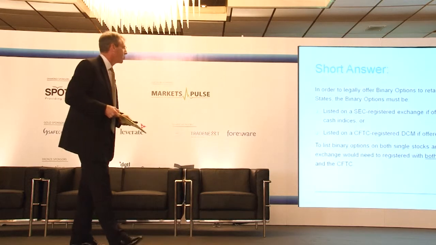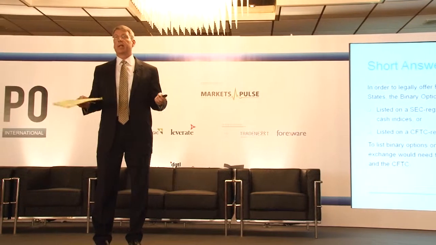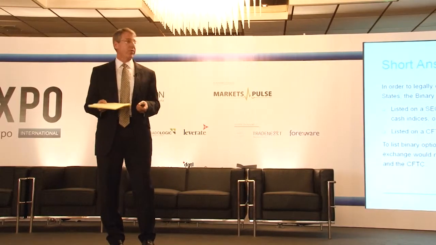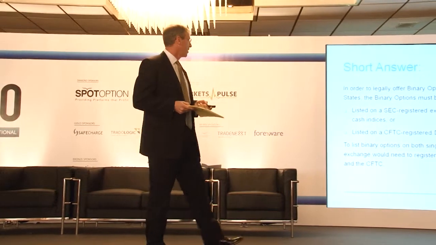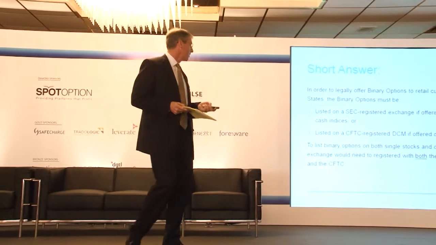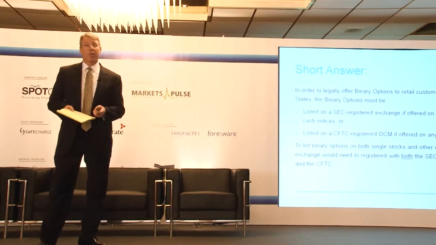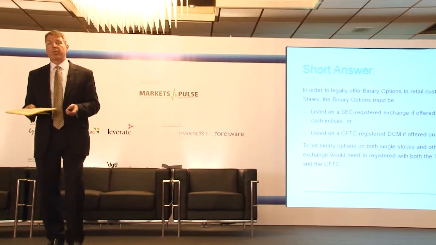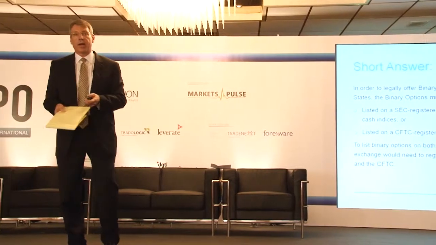Again, the short answer is, if you want to do business legally in the United States involving binary options, they have to be listed on an SEC registered exchange if you're dealing with single stocks or cash indices, or a CFTC registered DCM if on anything else. And if you want to offer both, and I know a lot of platforms offer both binary options on stocks like Yahoo and Google, and on commodities, gold, silver, crude, whatever, you would have to be both SEC and CFTC regulated.